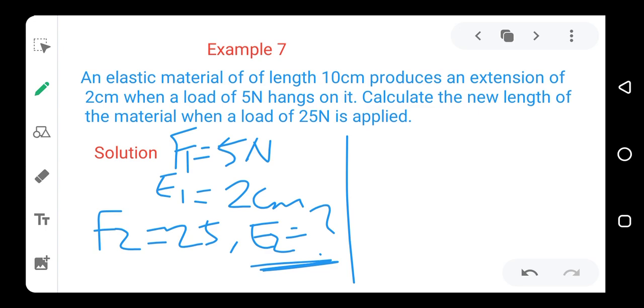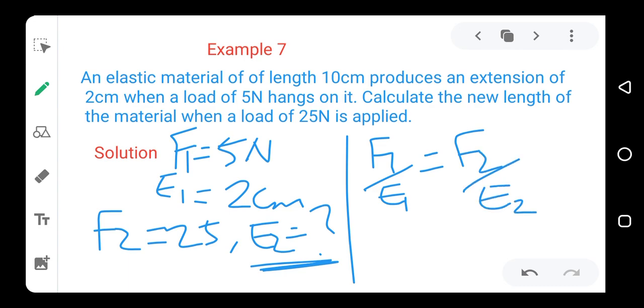When we get this extension, we add it to the original length, which is 10 cm. That is why this 10 cm is given to us, so that when we get this second extension, we add it to the original length and it will give us the new length of the material. Now, using that, F1 over E1 is equal to F2 over E2.